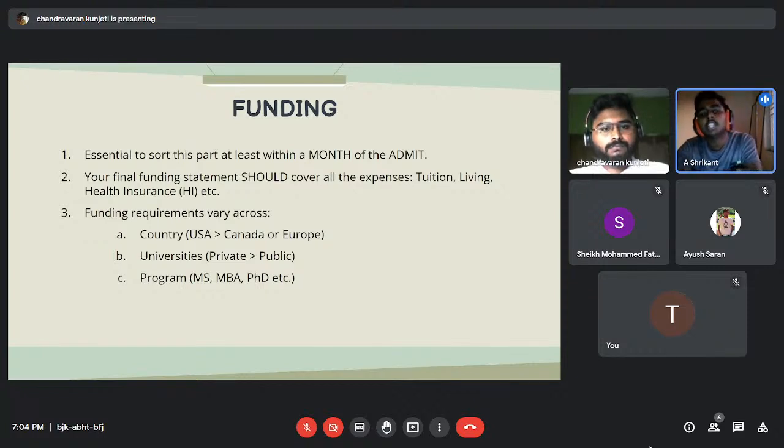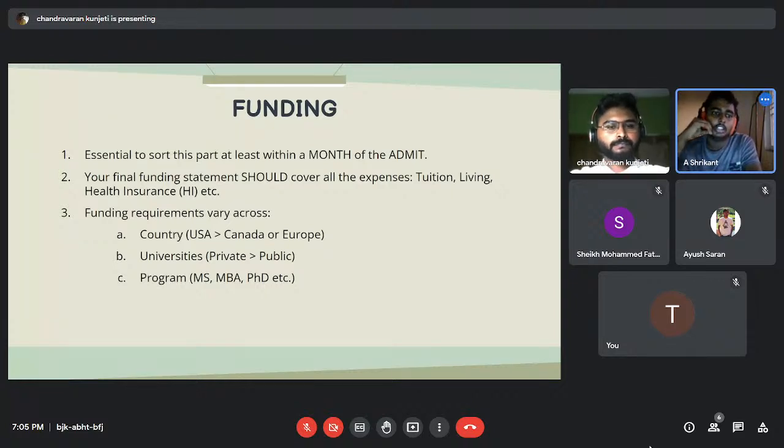And funding requirements actually vary very much across universities. It may vary across countries, programs and universities. Say for country, if you are applying for USA, the tuition rates are very high compared to Canada or Europe. Canada has a lower tuition rate. You can expect one year tuition fees to be 20 lakhs or something like that in Canada. But in USA, they generally have a high tuition rate for the MS programs and the MBA programs. So Canada or Europe generally have less tuition fee, but USA is pretty expensive on this side.